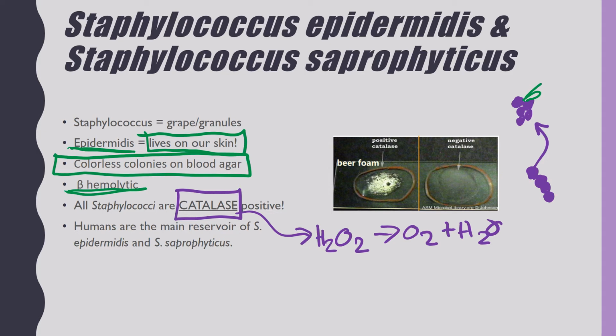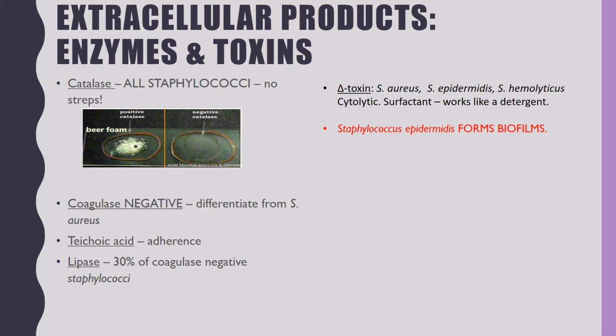Once again, we're the main reservoir of these. As I mentioned, Staph epidermidis lives on our skin. We're also the main reservoir for Staph saprophyticus. Also, just like Staph aureus, there's a variety of extracellular products that can be either enzymes or toxins that we should keep in mind. I already went through catalase. Staph has it, strep doesn't.